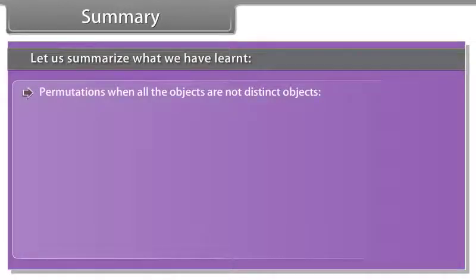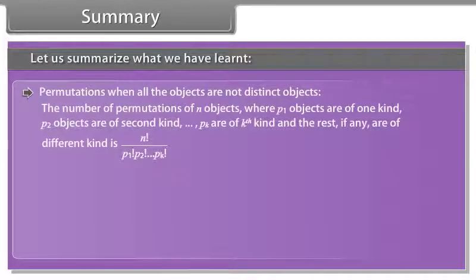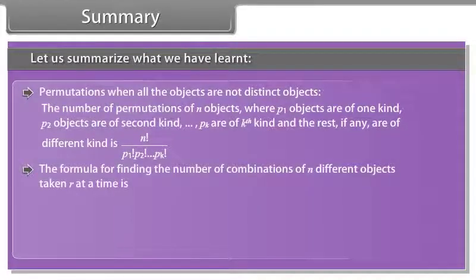Permutations when all the objects are not distinct. The number of permutations of n objects where p1 objects are of one kind, p2 objects are of second kind, pk are of the kth kind, and the rest, if any, are of different kind, is n factorial divided by p1 factorial into p2 factorial up to pk factorial. The formula for finding the number of combinations of n different objects taken r at a time is nCr is equal to n factorial by (n minus r) factorial into r factorial.